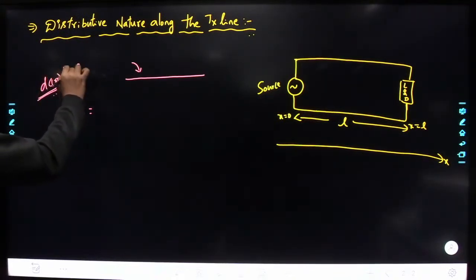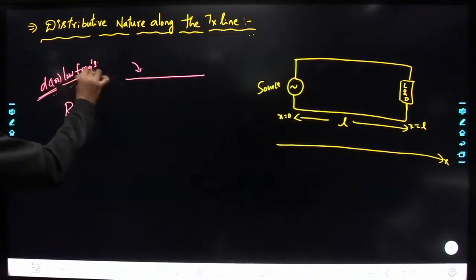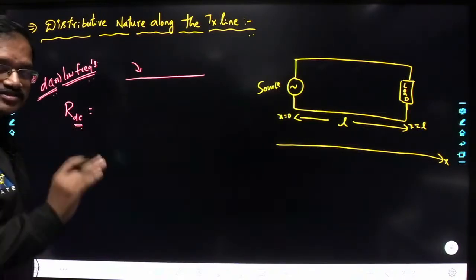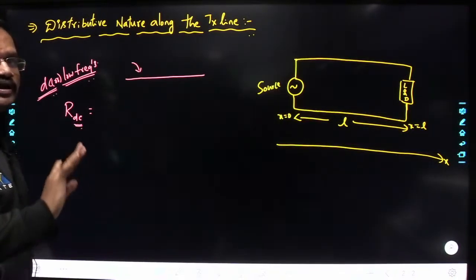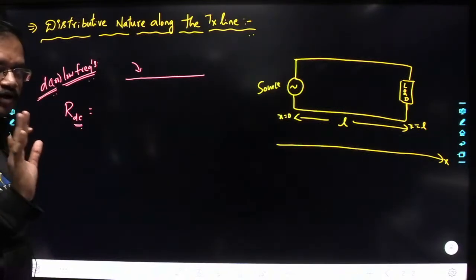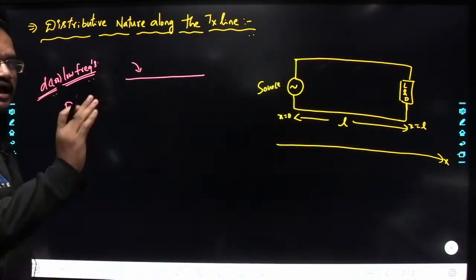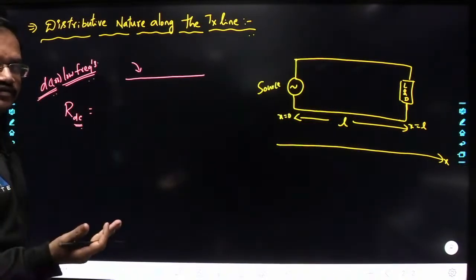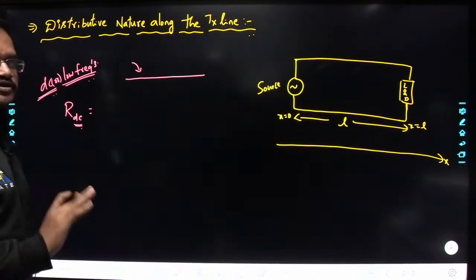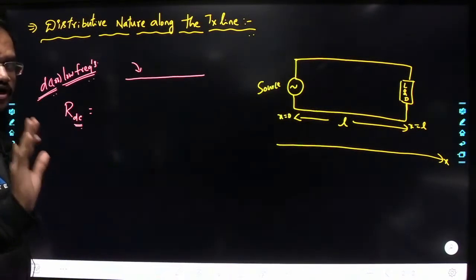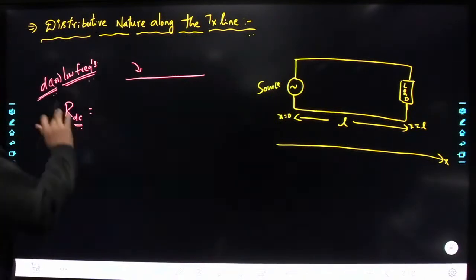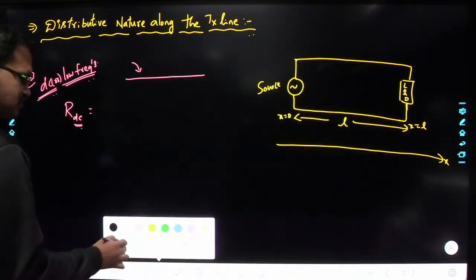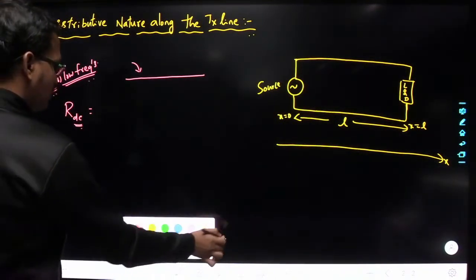I don't say every time what I mean by low frequencies. Low frequencies means such that the L by lambda ratio or TR by T ratio can be neglected. That must be fixed in your mind. Whenever I say high frequencies, it means the L by lambda ratio or TR by T ratio becomes significant. So that's what you have to keep in mind.